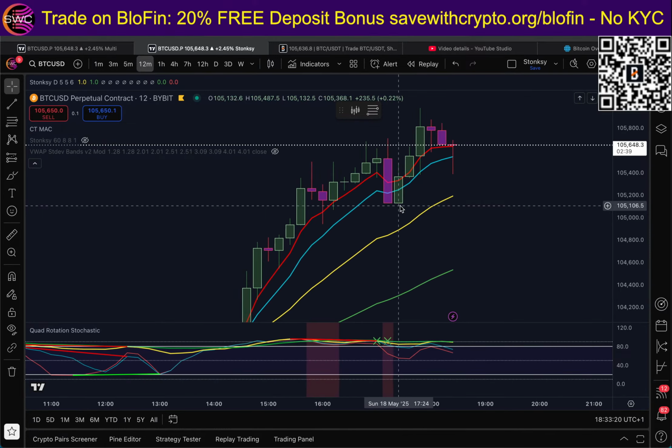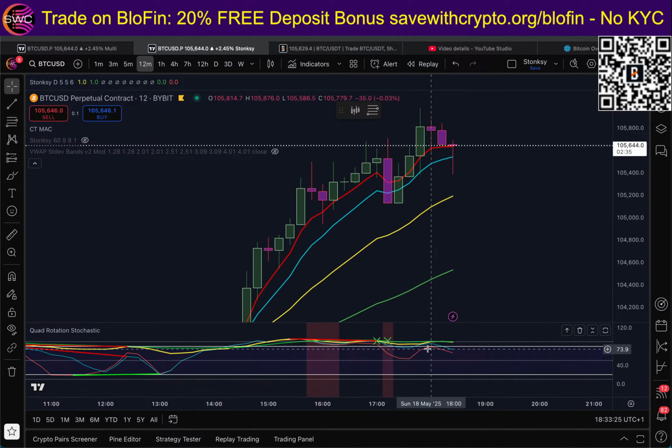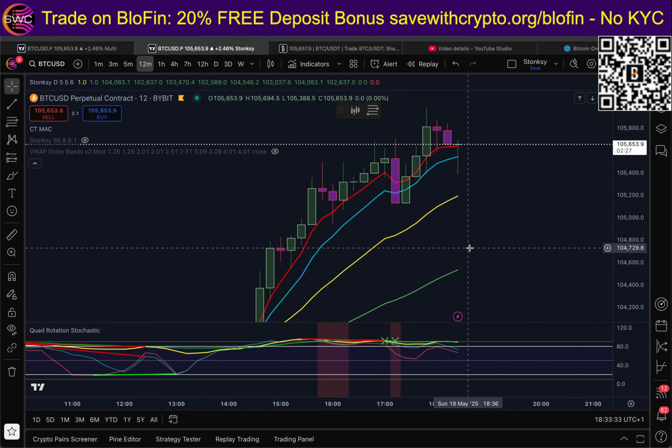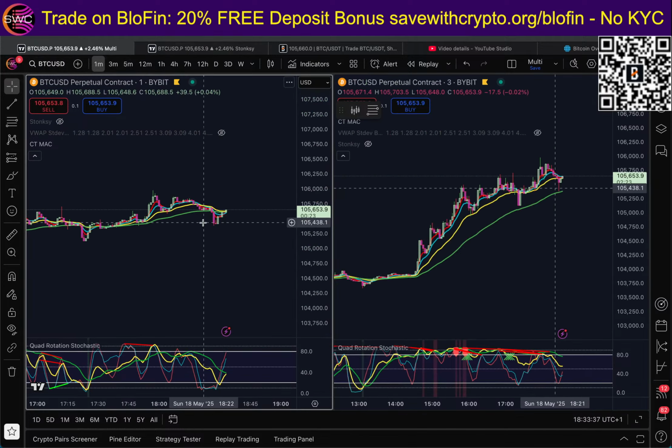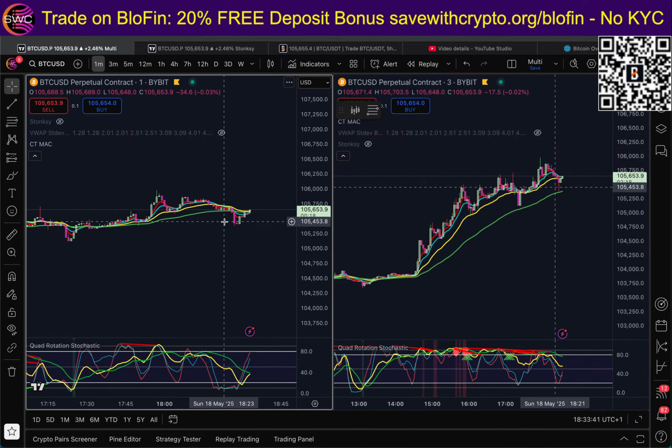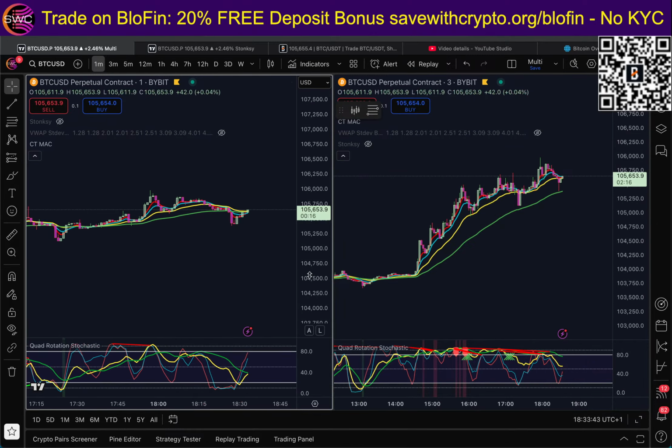So at the moment, what you can see here is that the red and the cyan stochastics have actually started to come down a little bit. So the price might have a little bit of a cool off for a minute. Let's go back to the 3 and the 1. The 3 and the 1 look quite lively though, I must admit. It's really hard to tell what's going on.